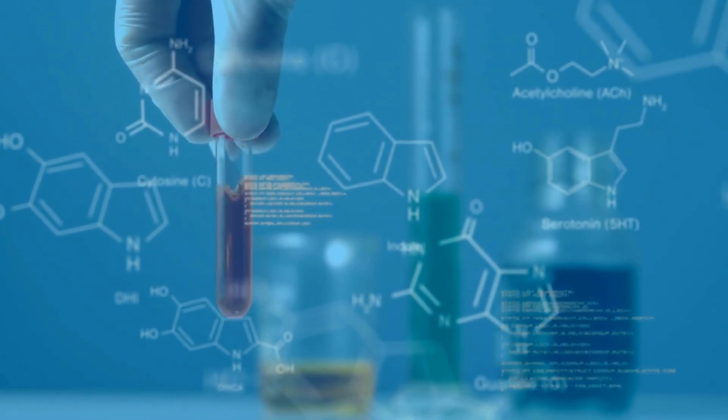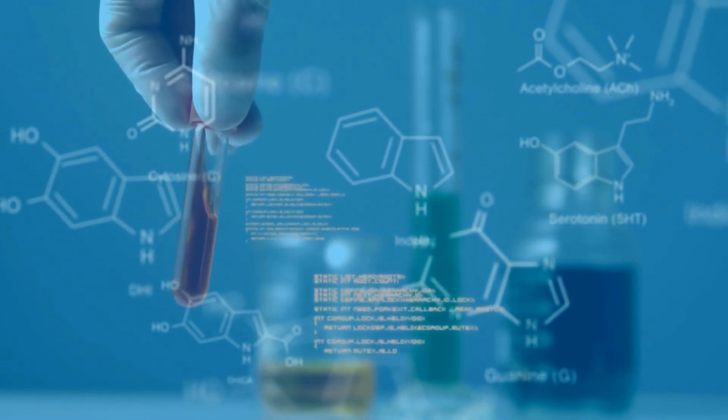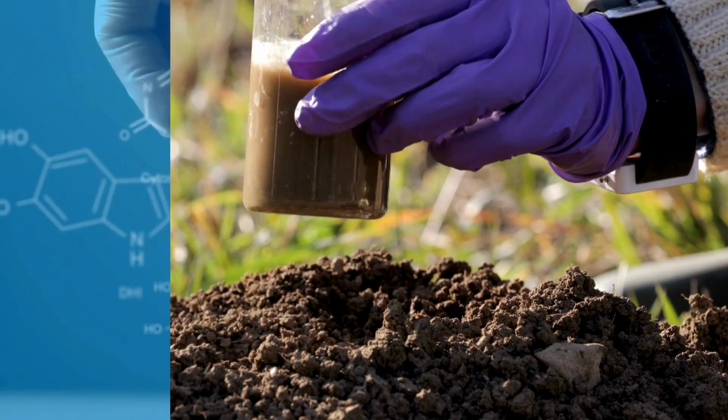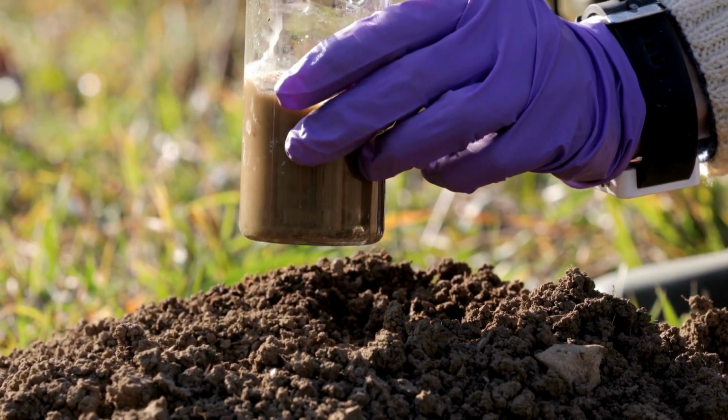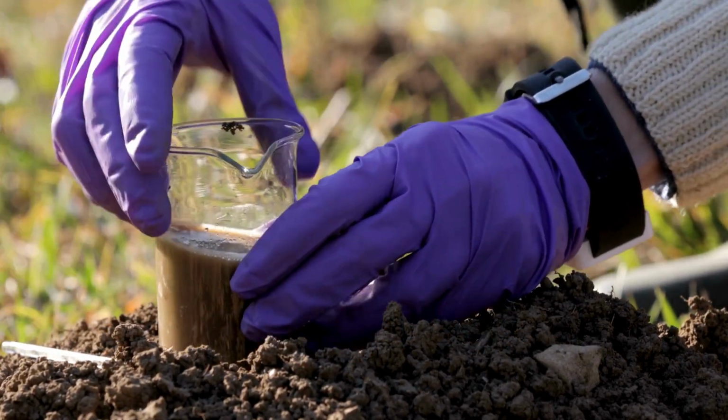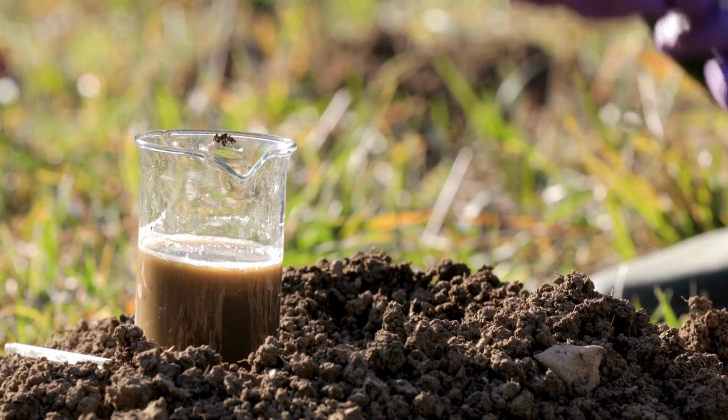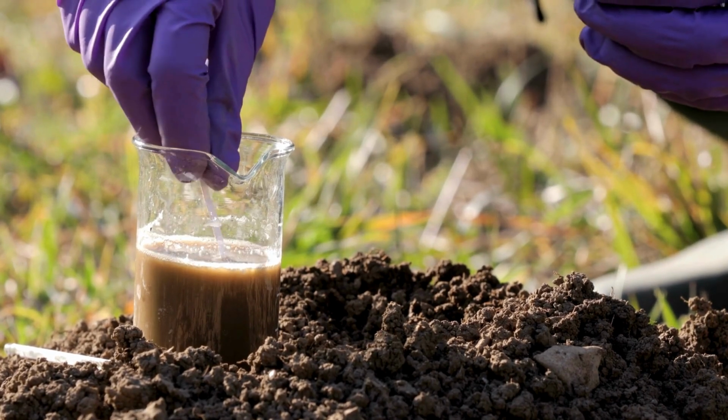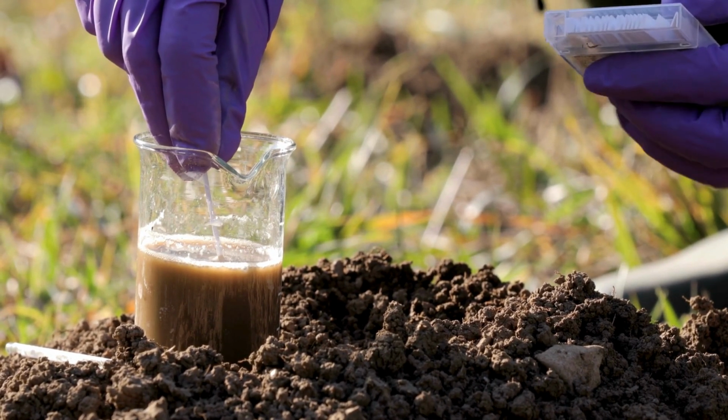Next is chemical data. This includes things like pH levels in the water, the concentration of nutrients in the soil, and the presence of pollutants. Chemical data is key to assessing the quality of the environment, especially regarding things like water and air pollution.